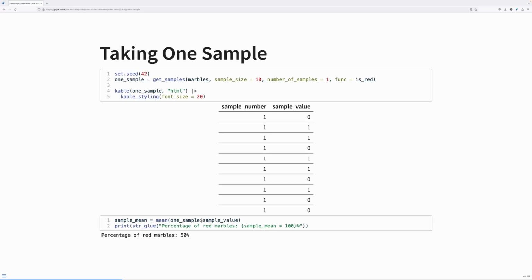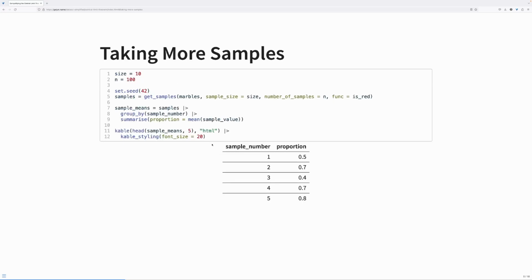But remember that it is only one sample. While it gives us a snapshot, it might not perfectly capture the true proportion of our massive collection of marbles. So what if we take more samples to verify this 50% and double check? Let's say we draw 10 marbles 100 more times. We'll get the samples and calculate the sample means, and we have this data frame. Here it means that in the first sample we have 50% red marbles, and in the second sample we have 70% red marbles, and so on.